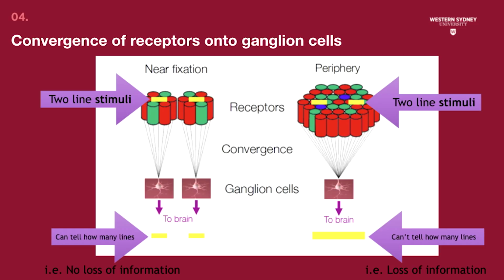Now let us turn our attention to the periphery. Because both lines are capable of stimulating a single ganglion cell, that ganglion cell would not be able to tell whether one line was presented or both. Information would be lost.